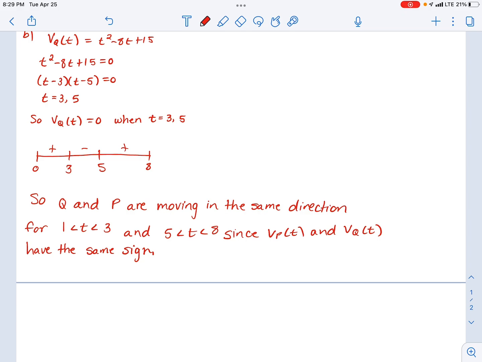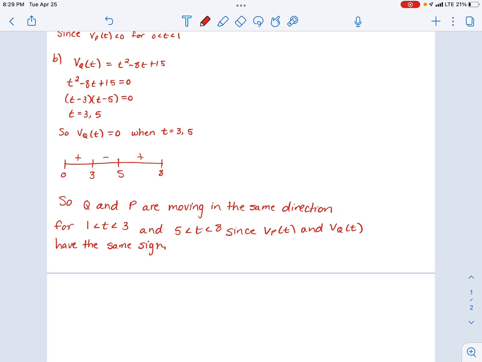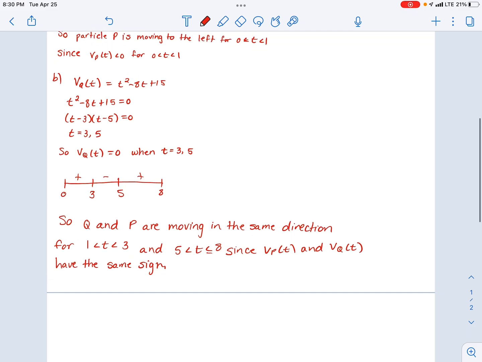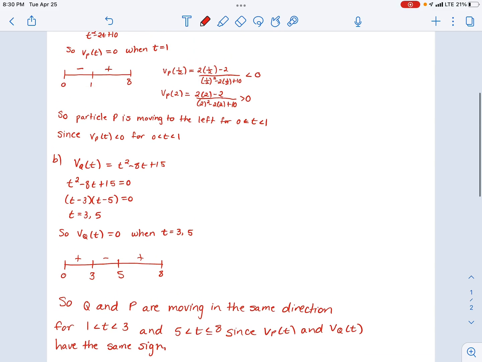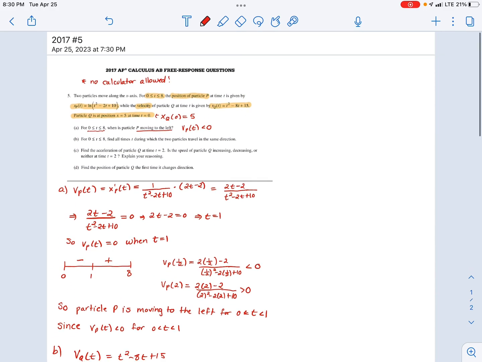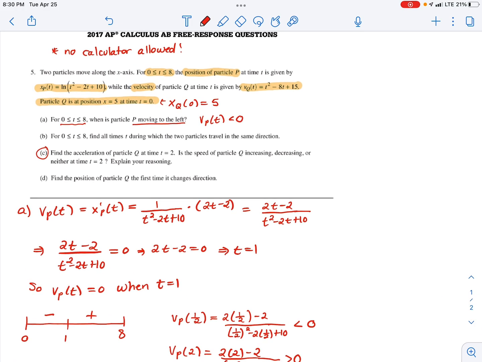Okay, so that would be our first two parts. And then, I think you would technically include 8, because you would still be positive strictly on 8 for both of these. But anyways, for C, I think C is probably the most typical question. It says, find the acceleration of particle Q at time equals 2. And then it says, is the speed of the particle Q increasing, decreasing, or neither at 2?